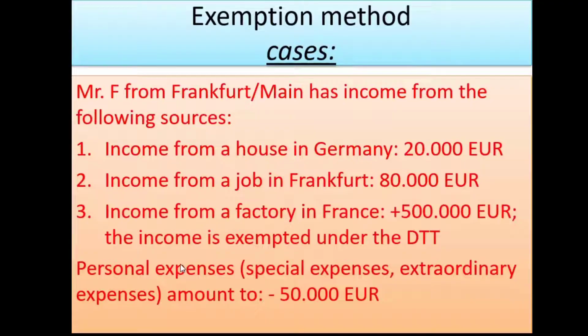At least. Now here is Mr. F. And Mr. F is from Frankfurt, Main, and has income from the following sources: income from a house in Germany, income from a job in Frankfurt, and income from a factory in France, and that income is tax-free under a double taxation treaty. The personal expenses, which are deductible, amount to minus 50,000, and that again seems to be an interesting and simple case, so let's just work on it.